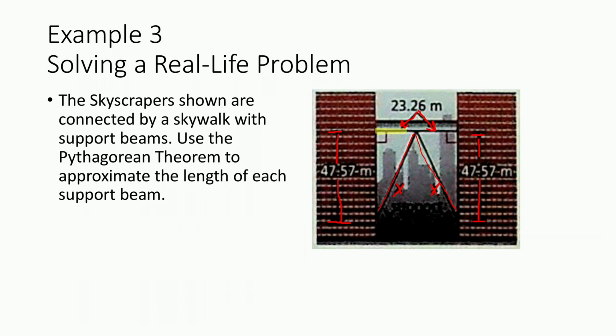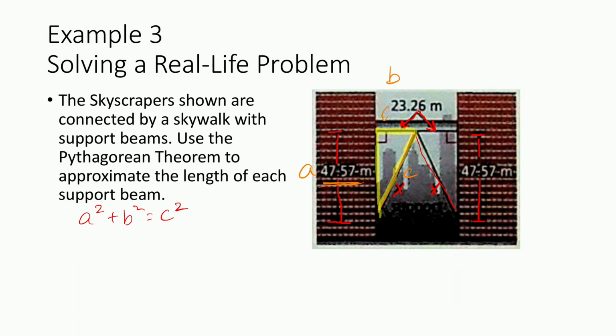We have our crossway and the building, and then we have my support beam, and it's going to be the same thing on the other side here. But we do have a right triangle, so we can use our Pythagorean theorem to help us find the length of my hypotenuse here. So we have a squared plus b squared equals c squared. Let's see if I can do this in orange. This length is 47.57. This is going to be my A. And this length is going to be 23.26. That's my B. And my X is my C.